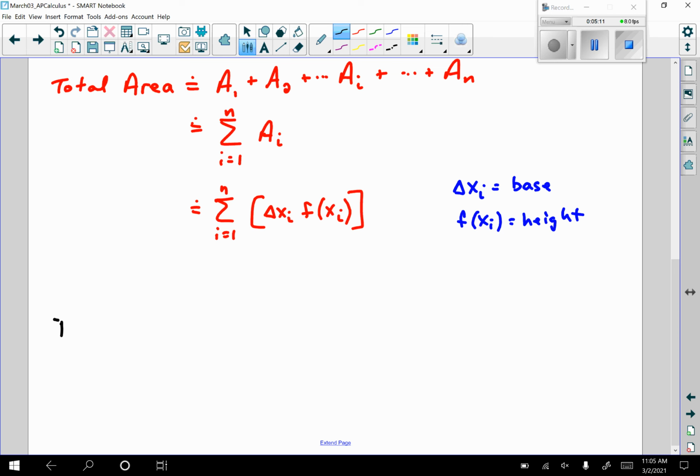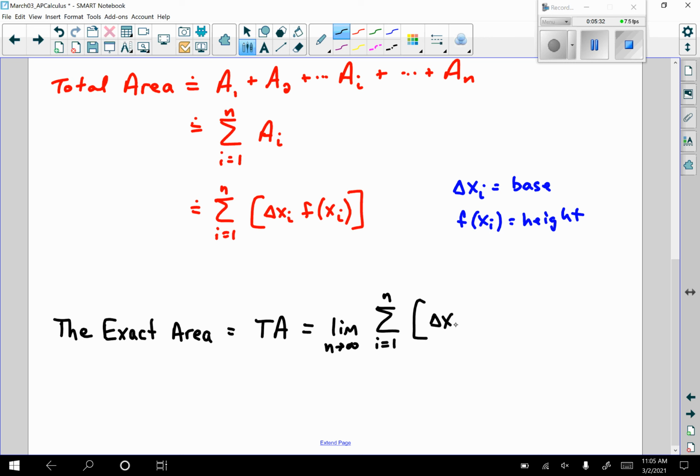How we're going to change this into figuring out the exact area, we're going to bring in limits. So the total area here is going to equal the limit as n increases without bound of the summation as i goes from 1 to n of this delta x sub i times f of x sub i.